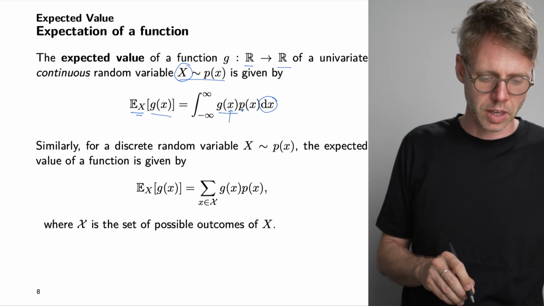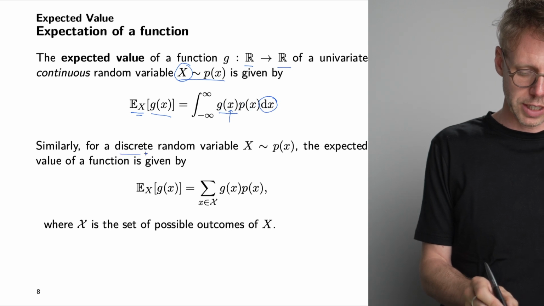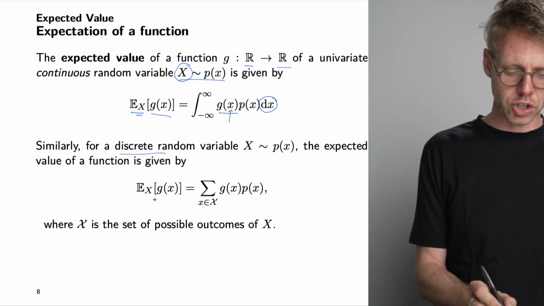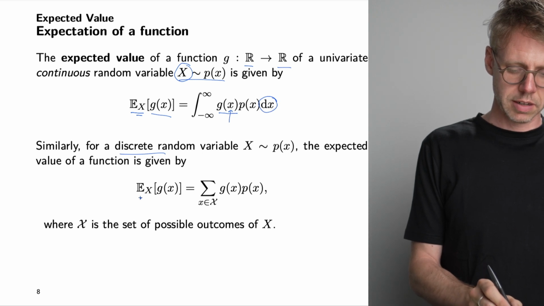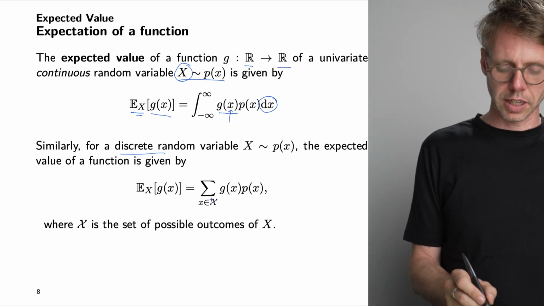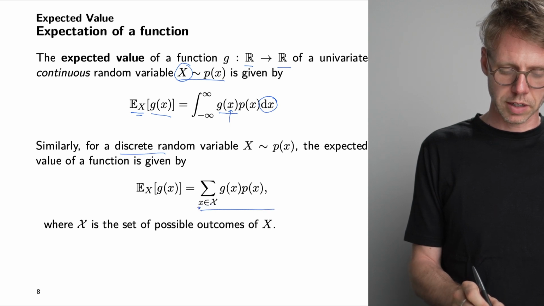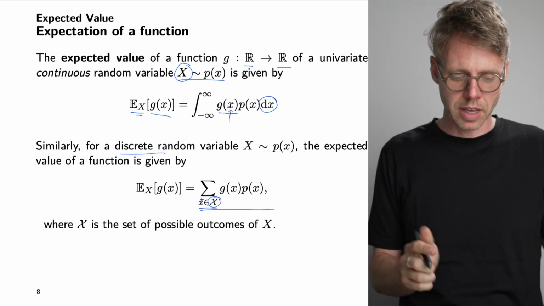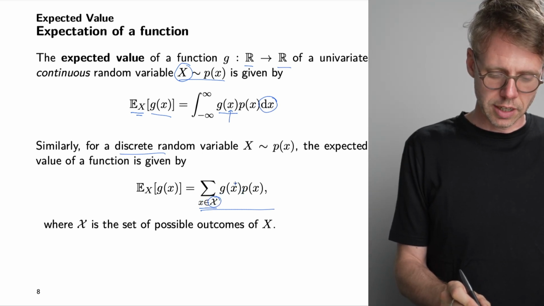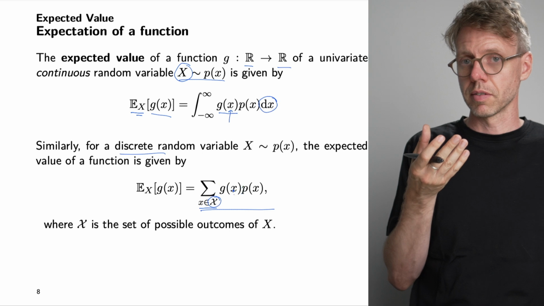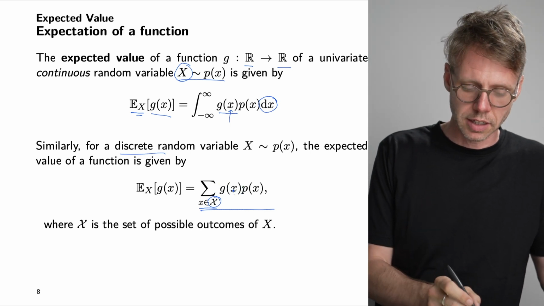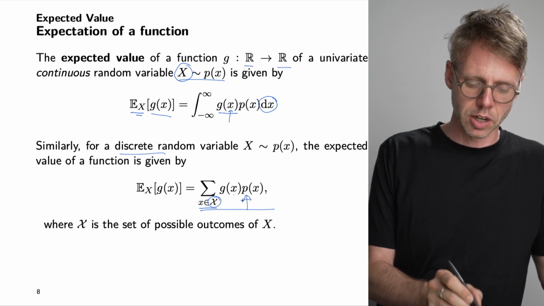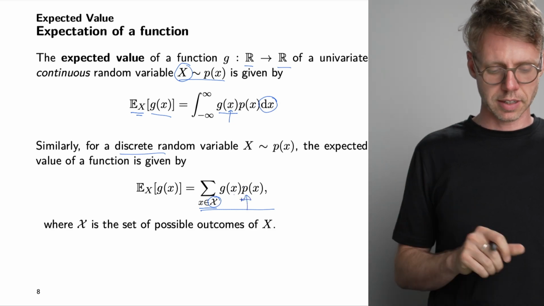And similarly, of course, for discrete random variables, we can again give the expected value of a function of x by taking, instead of the integral, the weighted sum. So we're taking a sum over all the possible values that this random variable can take, computing g for this value of x, and weighing this g(x) by the probability of observing this value of x.